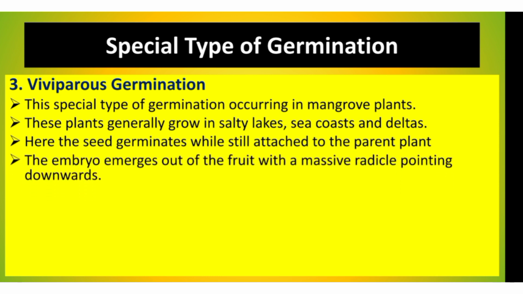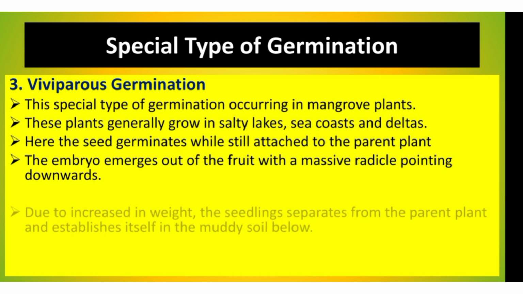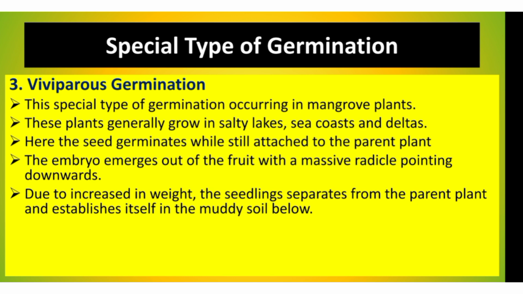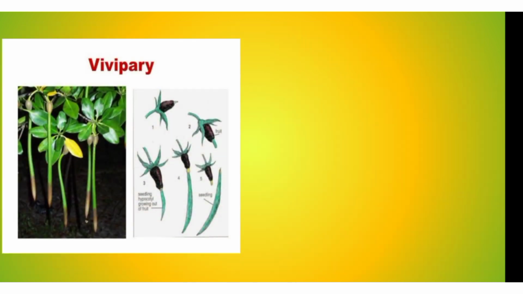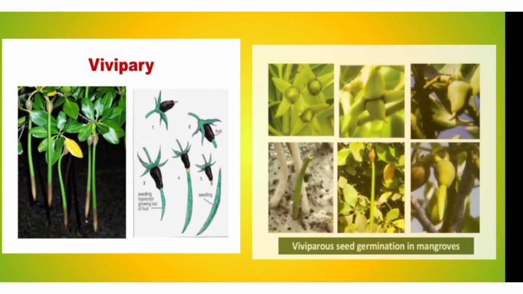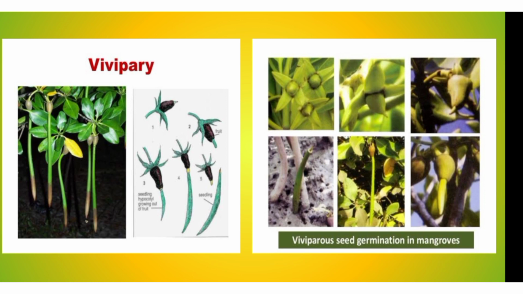So the embryo emerges out of the fruit with a massive radicle pointing downwards. Due to increase in weight, the seedling separates from the parent plant and establishes itself in the muddy soil below. An example is Rhizophora. So this is the example of vivipary in which the seeds will automatically detach. So viviparous seed germination in mangroves.